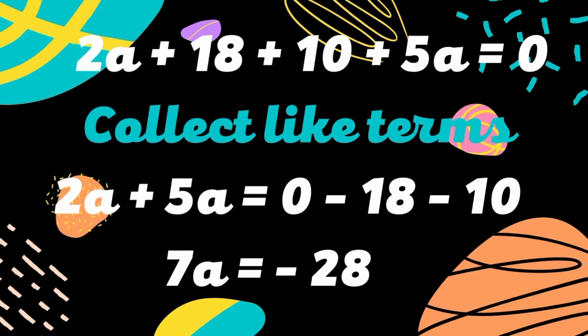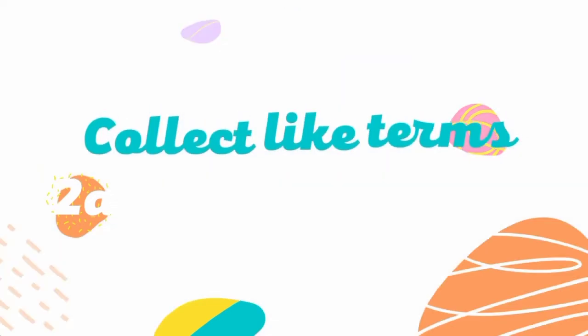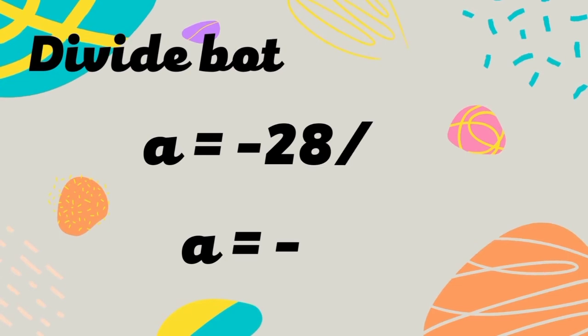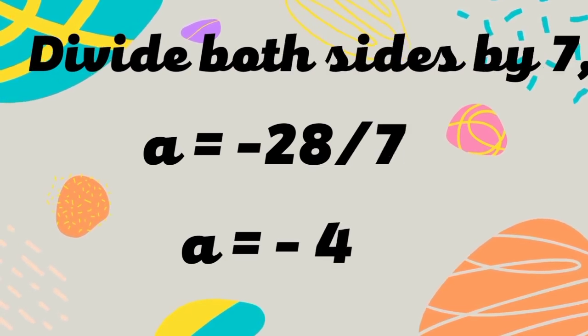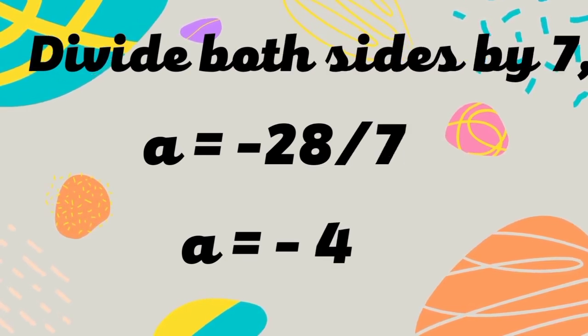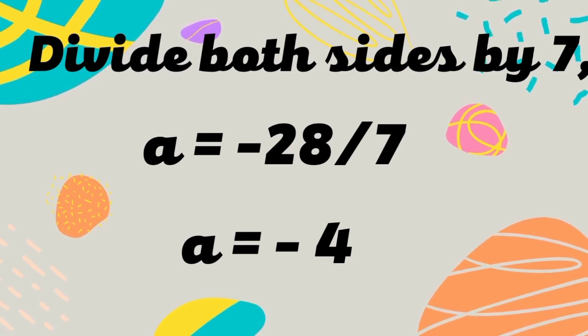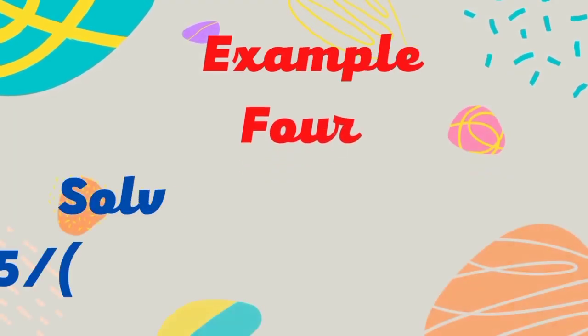Now that we have gotten 7a equals minus 28, the next step is to divide both sides by 7. So when we divide both sides by 7, we have a is equal to minus 28 divided by 7, and minus 28 divided by 7 will give us minus 4. So it means that our a is equal to minus 4.